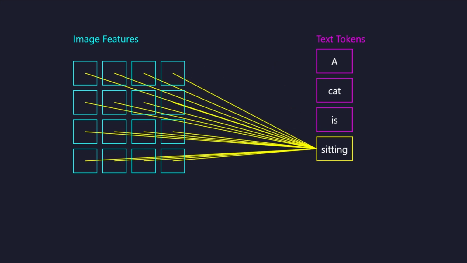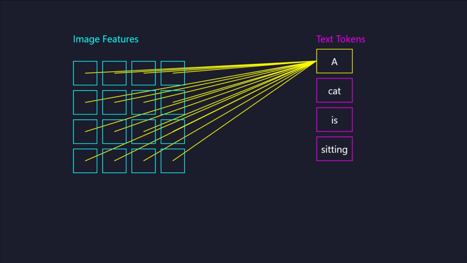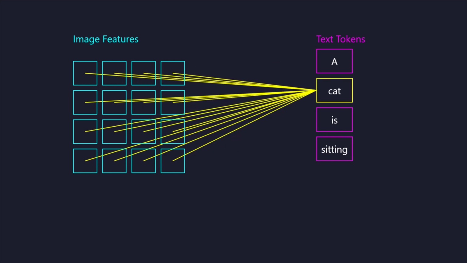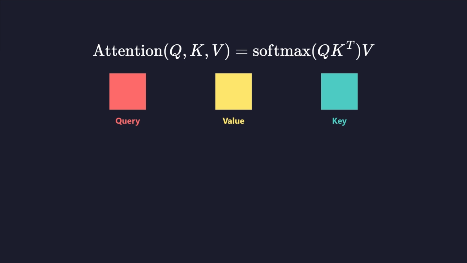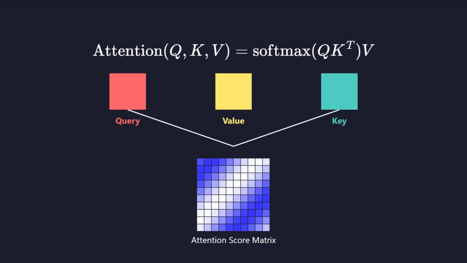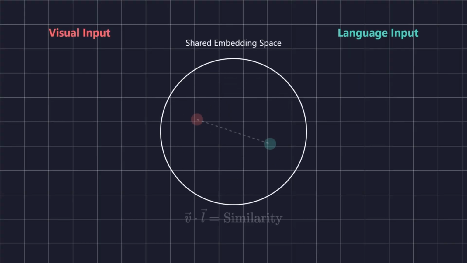Cross-attention layers allow the model to compare image features with text features. The model learns which visual components correspond to specific words in the prompt. The attention mechanism uses query, key, and value matrices. This mathematical operation calculates a weighted sum of information, prioritizing parts of the prompt that are most relevant.